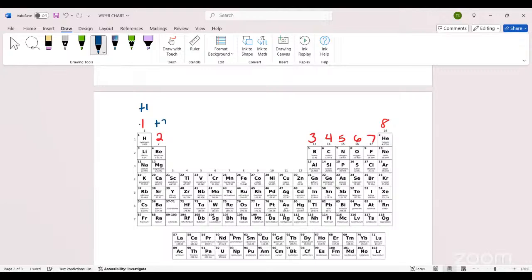Group 2, those elements have a positive 2 charge. Group 13 has a positive 3 charge. Now, group 14 is unique. It has a positive 4 charge, but it also has a negative 4 as well, and that is because carbon specifically has the capabilities of receiving extra valence electrons.